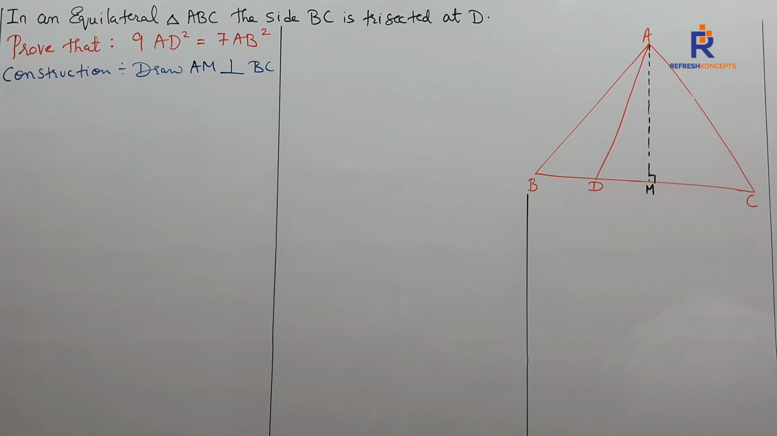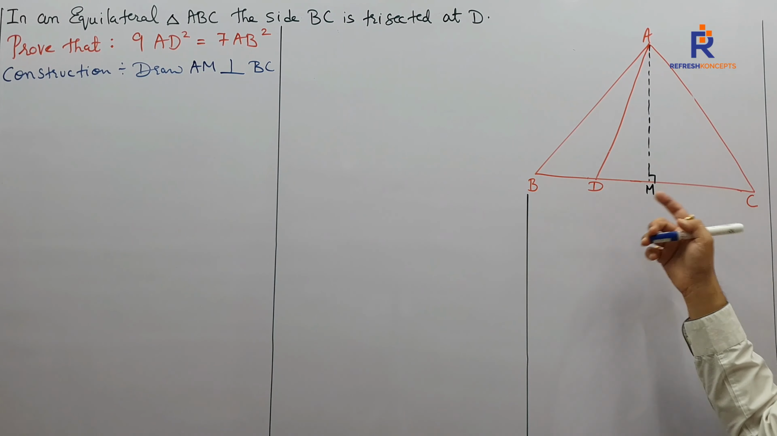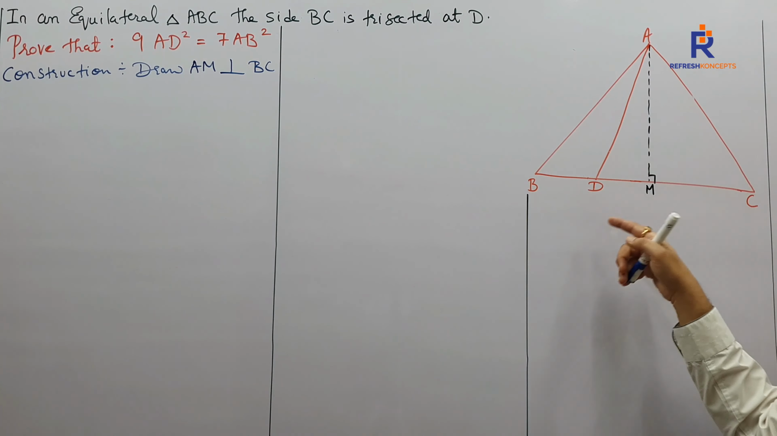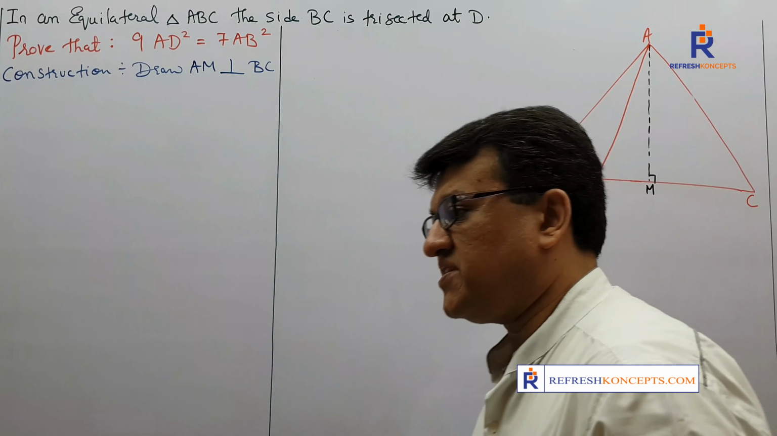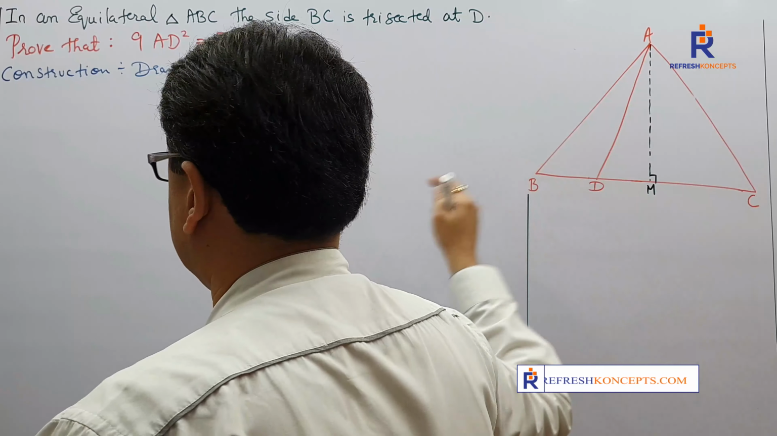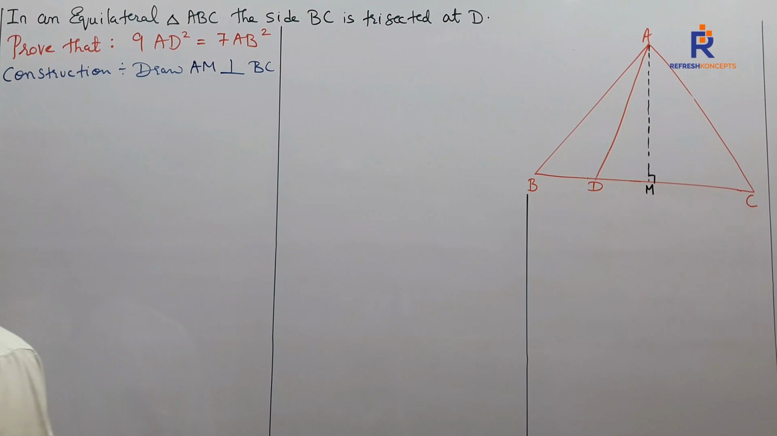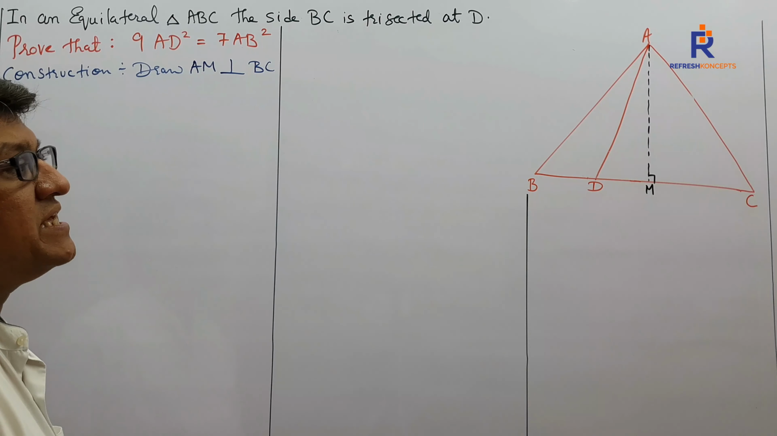So once again we see the question. The question says triangle ABC is an equilateral triangle. Side BC is trisected at D. Meaning is what I told you. What is the meaning of trisection? BD is 1/3 BC. What construction we have taken is we have gone for AM perpendicular to BC.